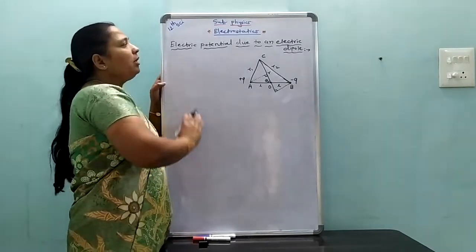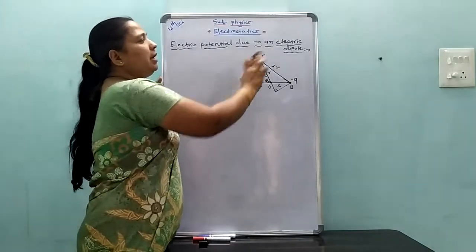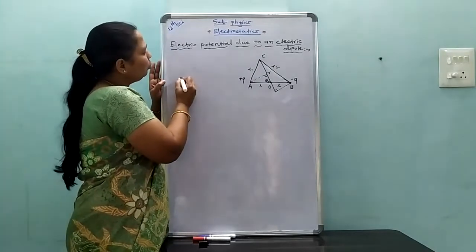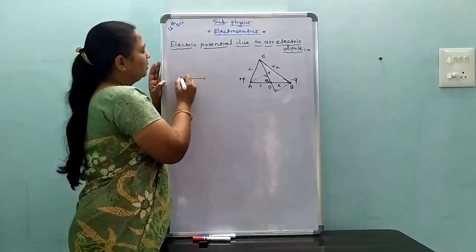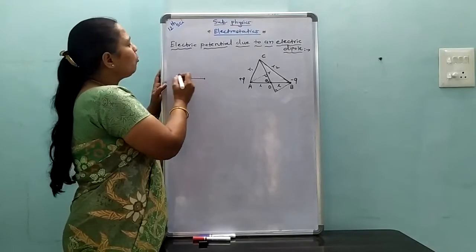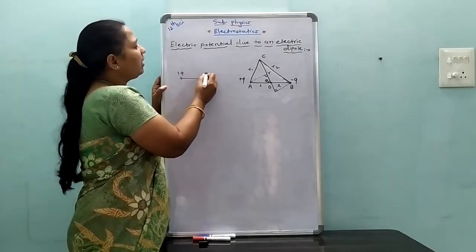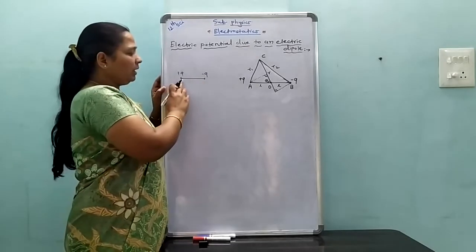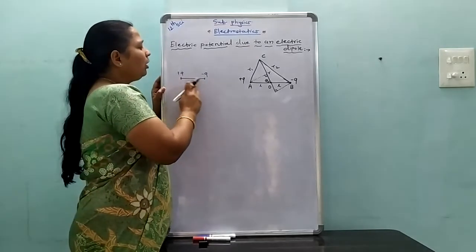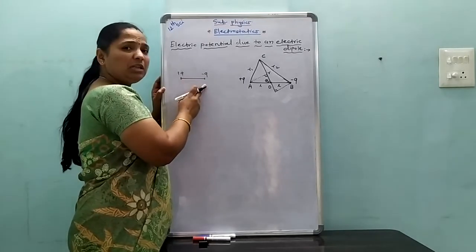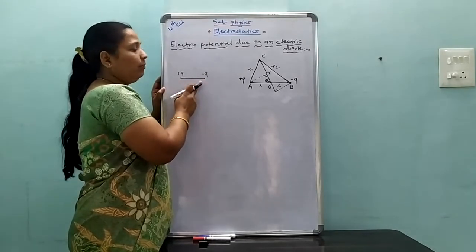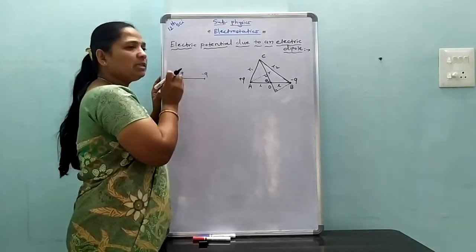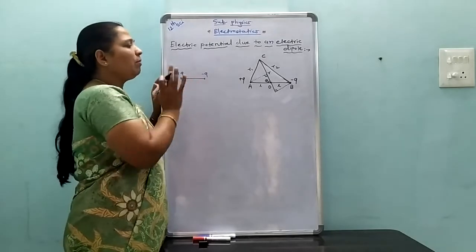Now we study the electric potential due to an electric dipole. What is meant by an electric dipole? Consider two equal and opposite charges situated at a finite distance to form an electric dipole. Definition of electric dipole: two charges of the same magnitude but opposite sign, one positive and another negative, separated by a finite distance.